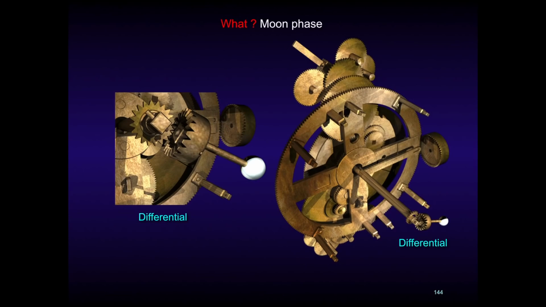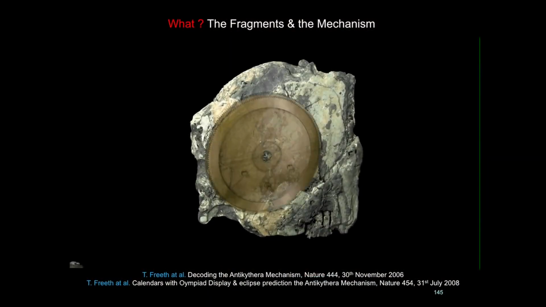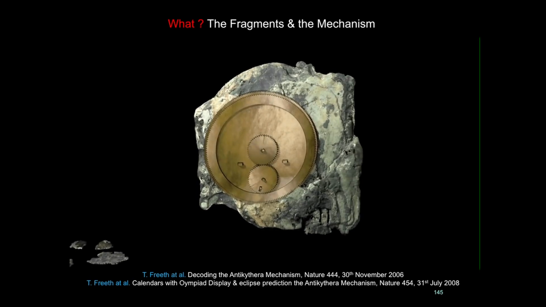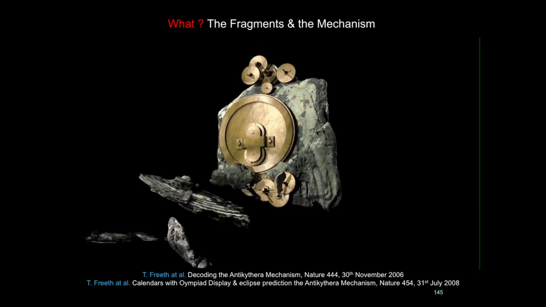I just want to put all this together to show you how the gearing relates to the fragments and what the whole thing looks like. This is the back of fragment A. These are the gears at the back there. You can see the pin and slot there, the gears for the top dials and for the bottom dials.